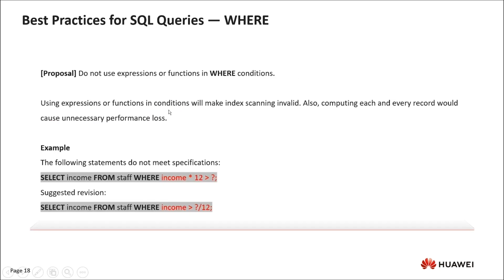Okay. And next, do not use expressions or functions in a where clause. Using expressions or functions in conditions will make the index scan invalid, which will cause unnecessary performance loss, so this is not suggested. Here we have an example with an expression of income multiplied by 12 in the where clause. To revise that, we can move 12 to the other side of the comparison mark. In this way, we will not have an expression in the where clause and the performance will be improved.